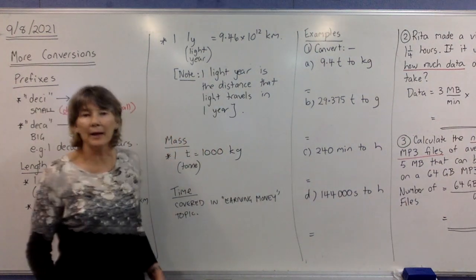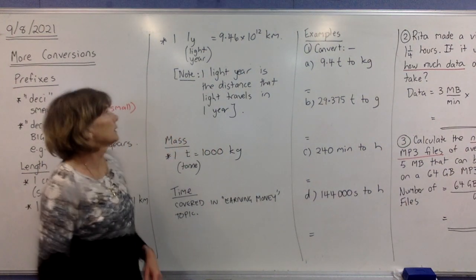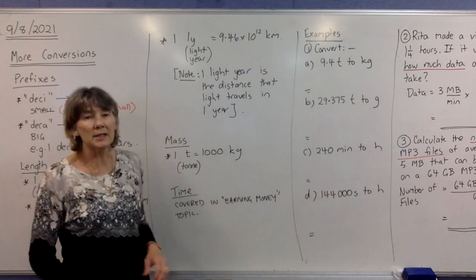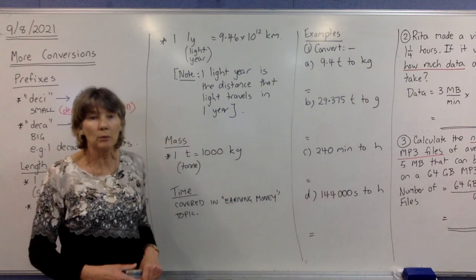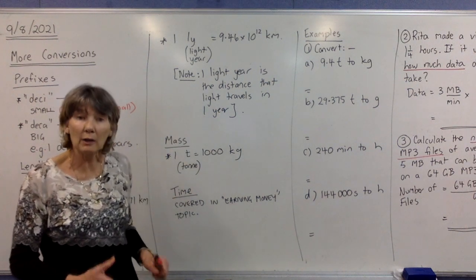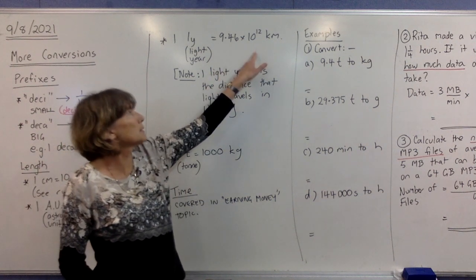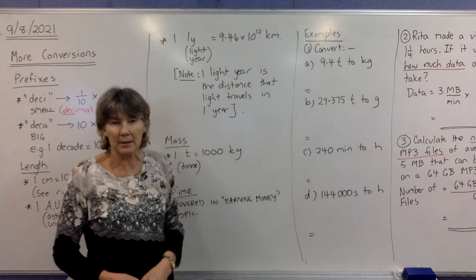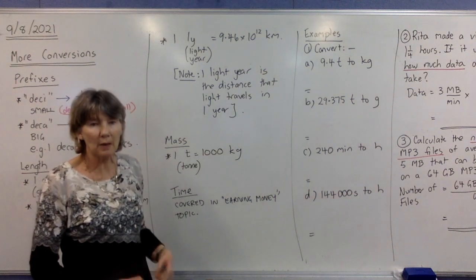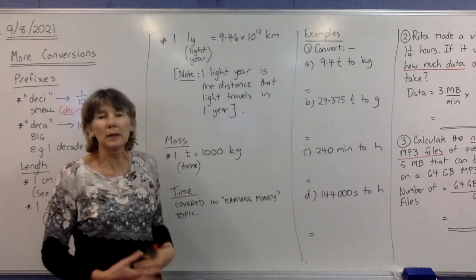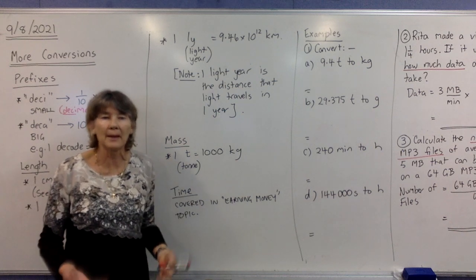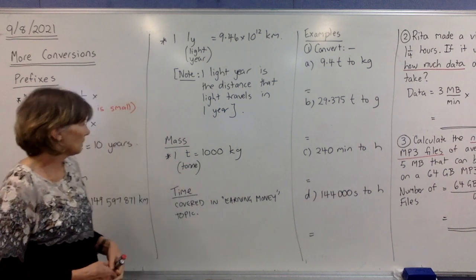Okay, and 1 LY. LY is a light year. So a light year is the distance that light will travel in 1 year. And this is how far light will travel in 1 year. 9.46 times 10 to the power of 12 kilometres. Alright, so in a year, that's how far it goes. Again, this really is involved in talking about distances in space.